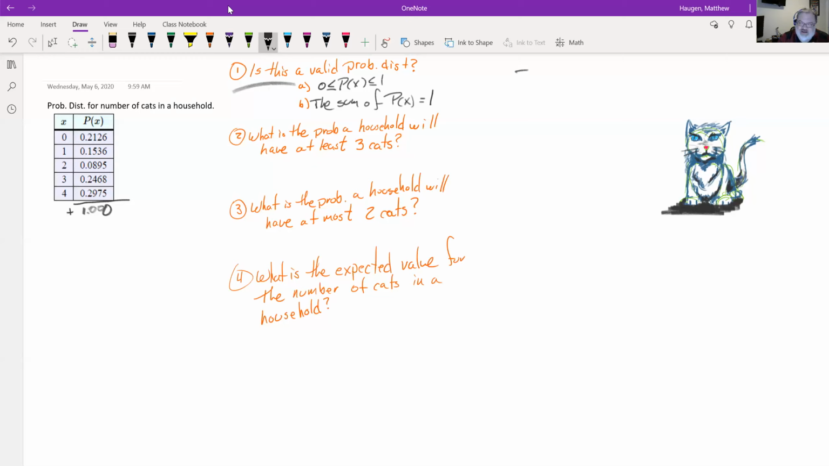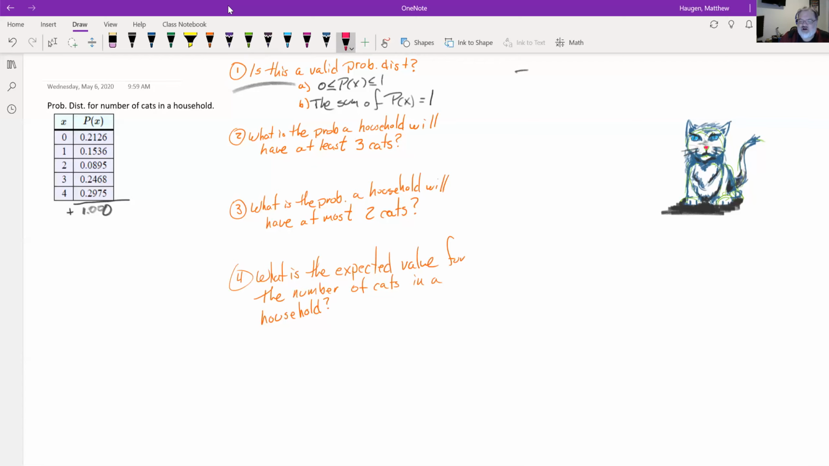So questions about that? Probability that a household will have at least 3 cats. In 6-1 or 6-2, I don't remember which one, there's a chart that talks about the at least, at most language. It does tend to get people sometimes, mostly because it often seems backwards.